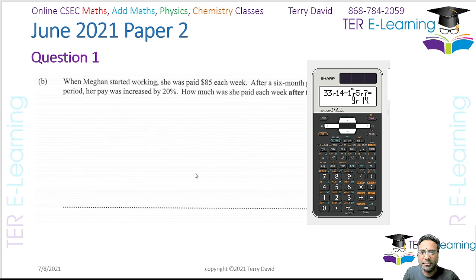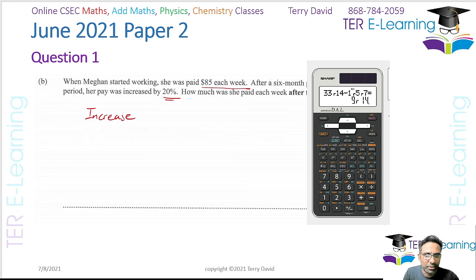Next one here now, part B. When Megan started working, she was paid $85 each week. After a 6-month probationary period, her pay was increased by 20%. How much was she paid after the increase? So she's currently working for $85 each week, and we want to increase this by 20%. So all we need to do is work out her increase.